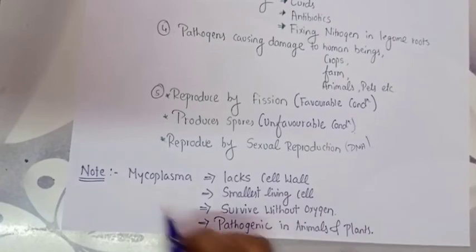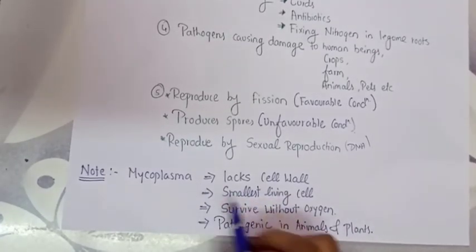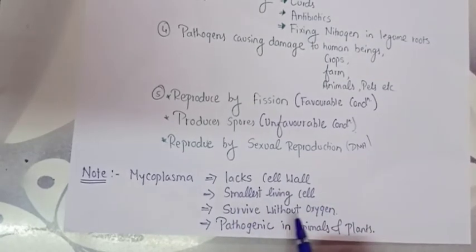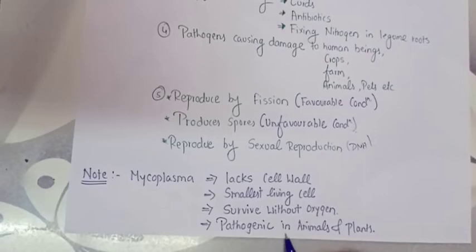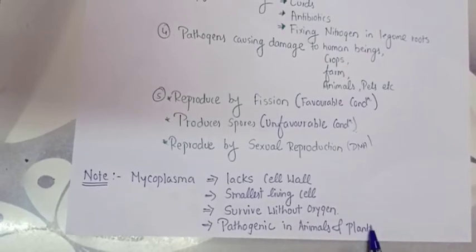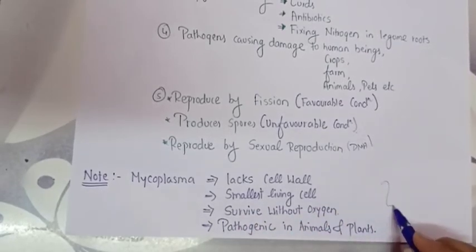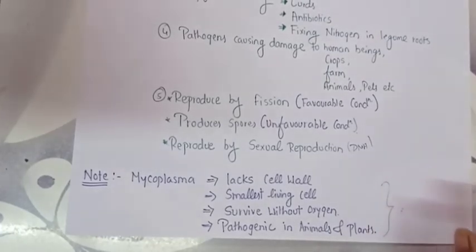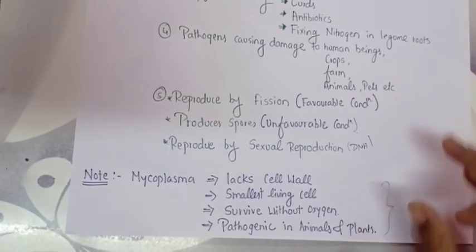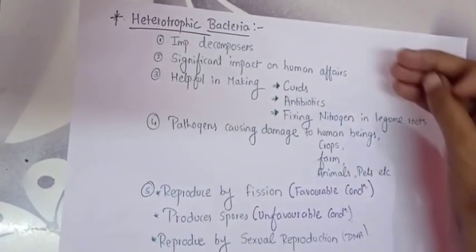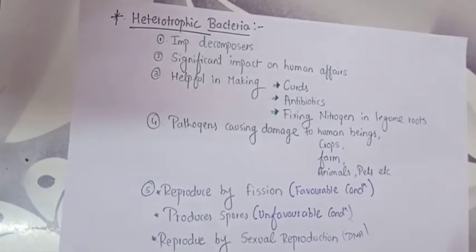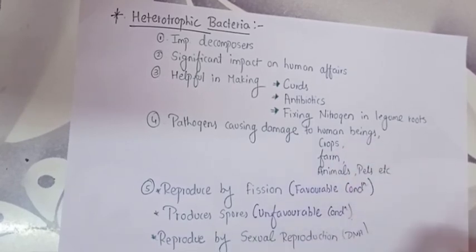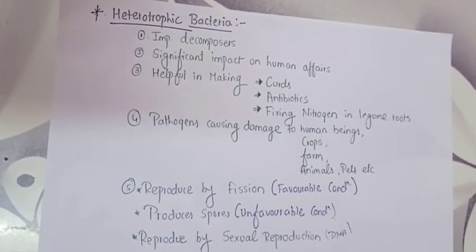Important topic is mycoplasma. It lacks a cell wall. It is the smallest living cell. Survives without oxygen. Pathogenic in animals and plants. This is also a very important point that we have to remember compulsorily from the chapter biological classification. In this way, in this video, we have covered the kingdom Monera in details. If you remember these points, it's sufficient for the kingdom Monera to learn.